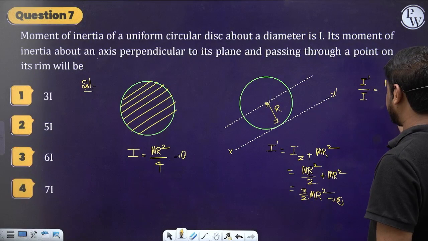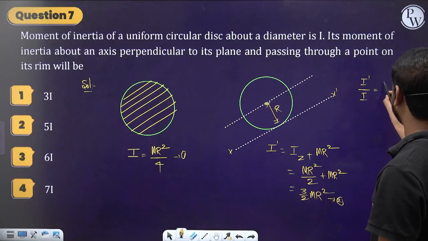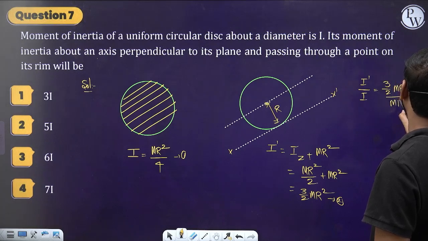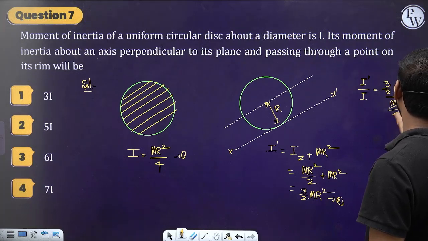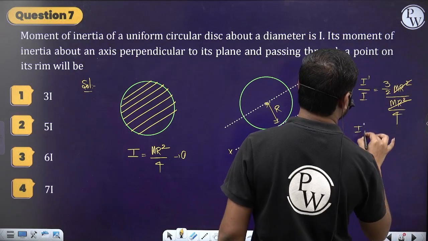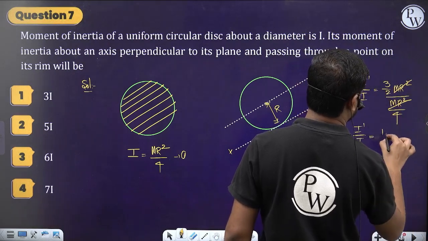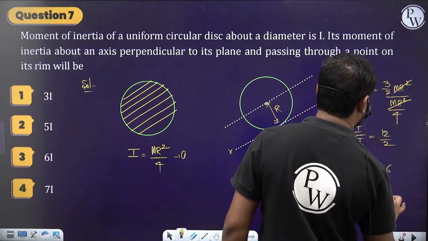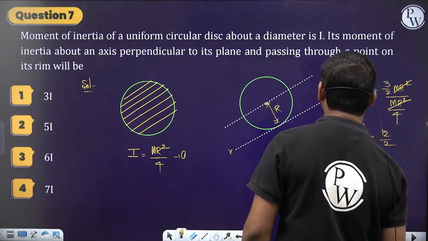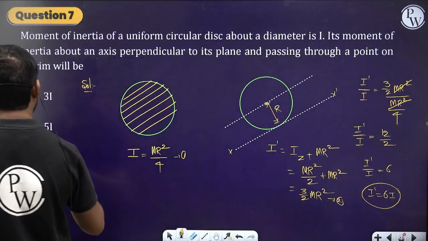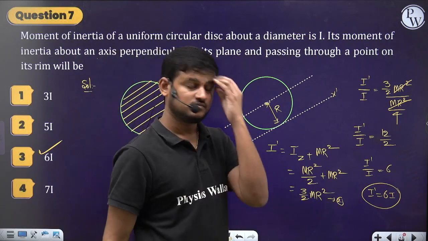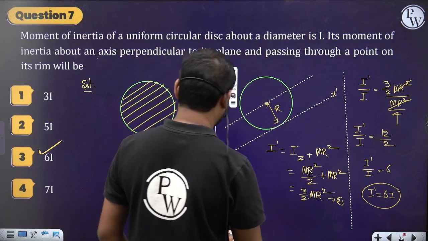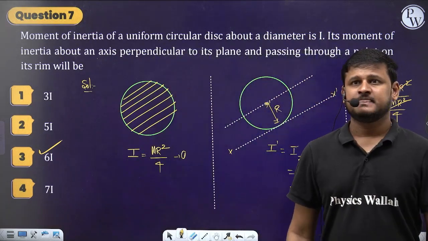So I dash by I is 3 by 2 mr square by mr square by 4. Mr square cancels. So I dash by I is equal to, this 4 goes up, 12 by 2, so 6. I dash by I is equal to 6. Therefore I dash is equal to 6I. Option 3 is the correct one. Clear, guys? Understood the concept? Chalo, now let's move further.